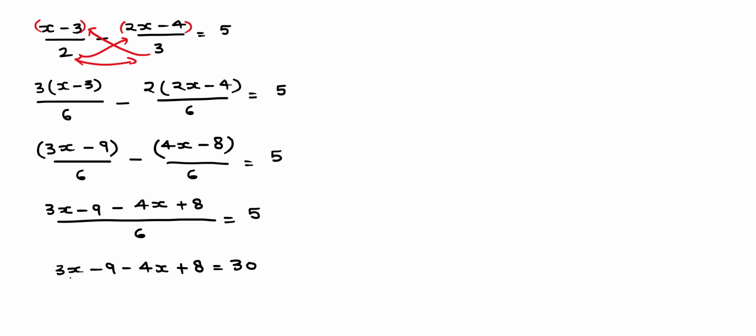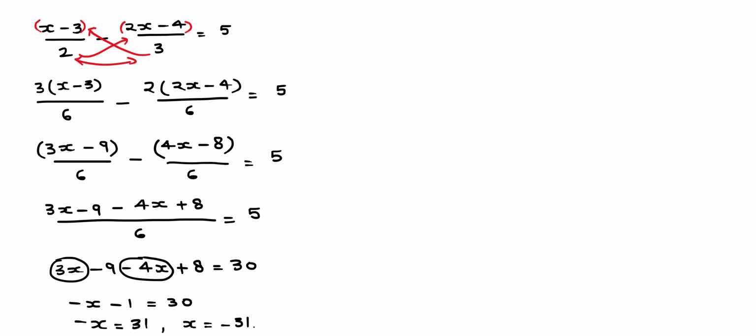Again, the same thing. You look at this: 3x and minus 4x are like terms. 3x minus 4x is minus x. Minus 9 and plus 8 are like terms. Minus 9 plus 8 is minus 1, equal to 30. This 1 will go to the right side. So minus x equals 30 plus 1, equals 31, which means x is equal to negative 31.